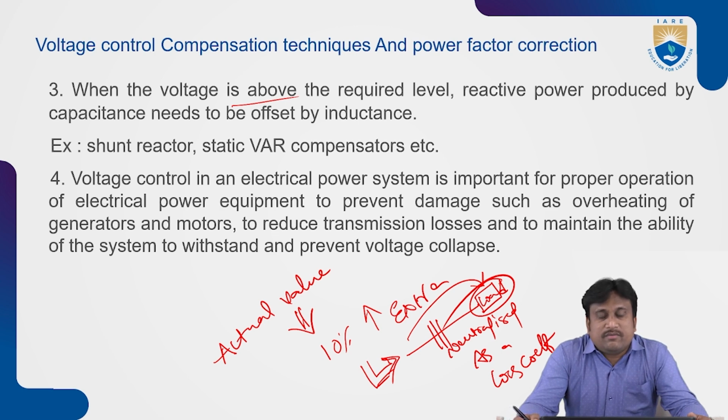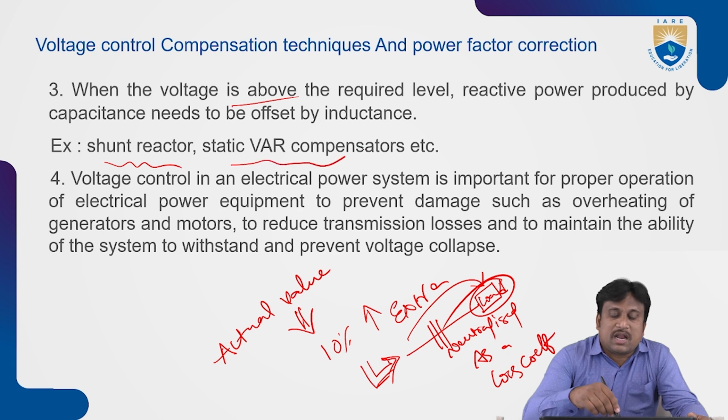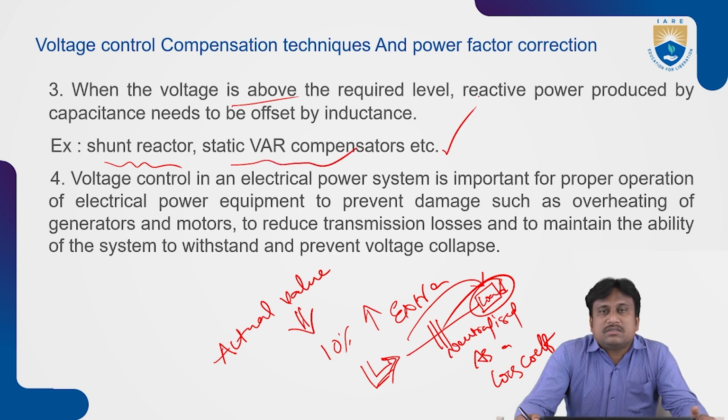That means when the voltage is above the required level, the reactive power produced by capacitance needs to be offset by the inductance. This inductance can adjust the voltages to the requirement. That arrangement is referred to as shunt reactors and static var compensator devices, which look into these cases.